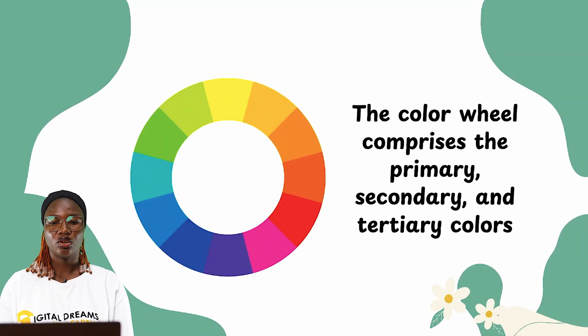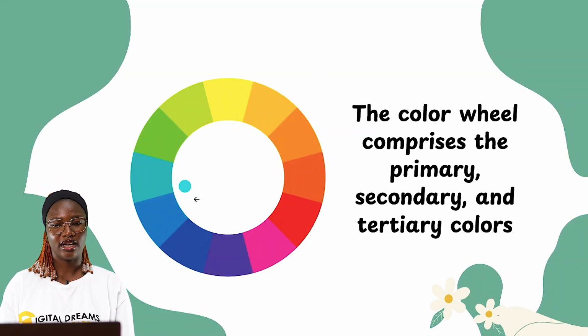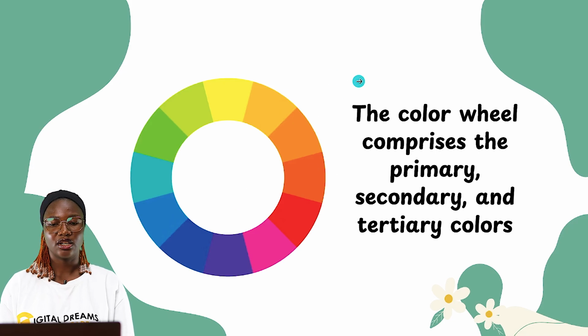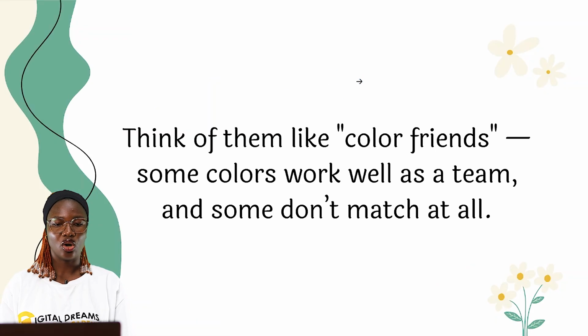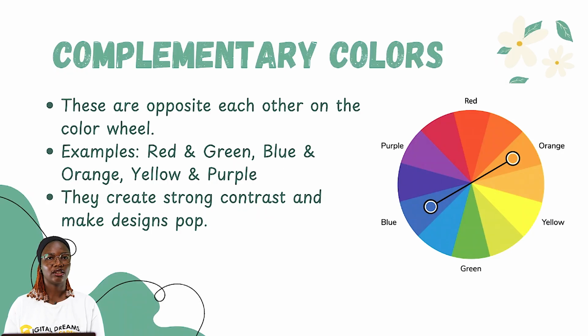The colors we have right here comprise the primary, secondary, and tertiary colors, and you can think of them like color friends. Some colors work well as a team and some don't match at all. So the first color harmony that we have here is known as complementary colors. These are opposite each other on the color wheel. For example, we have red and green, blue and orange, and yellow and purple.